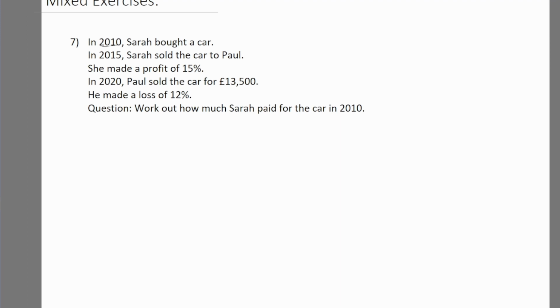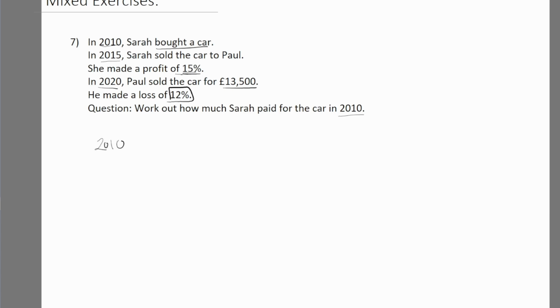In 2010, Sarah bought a car. In 2015, Sarah sold the car to Paul. She made a profit of 15%. In 2020, Paul sold the car for £13,500. He made a loss of 12%. Work out how much Sarah paid for the car in 2010. So this is one of those questions where there are multiple steps to it. So it's always best if we write down a timeline.